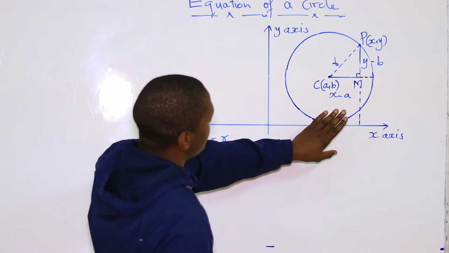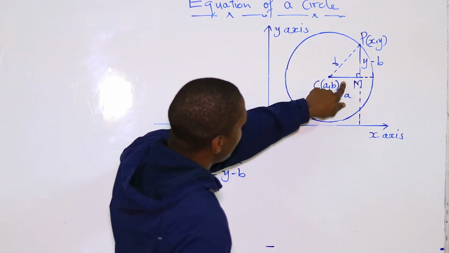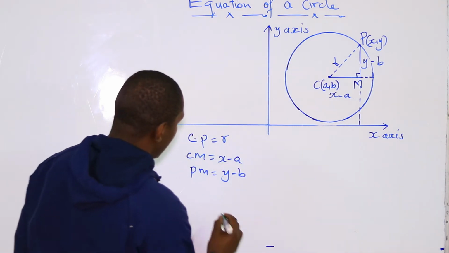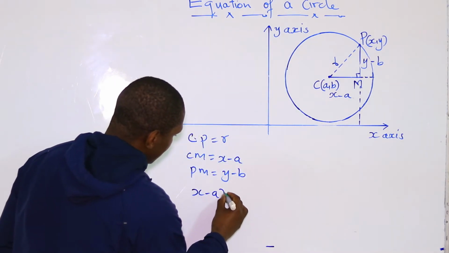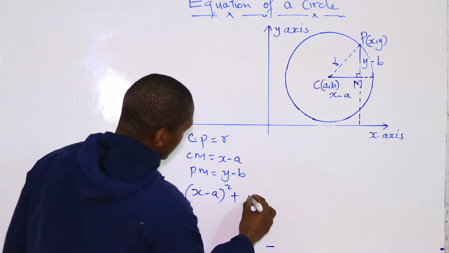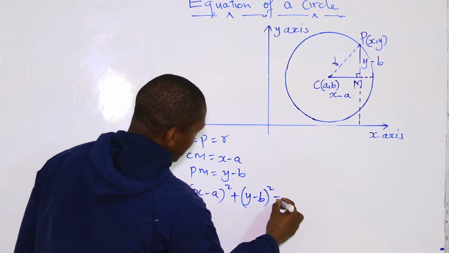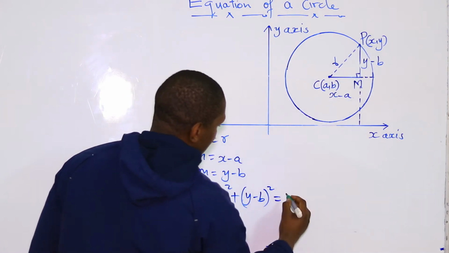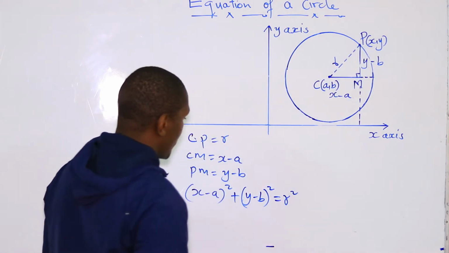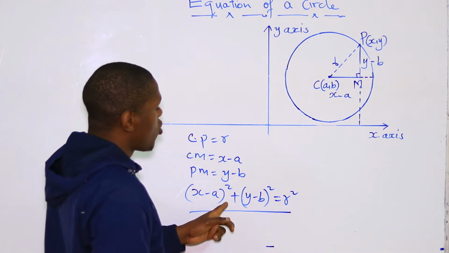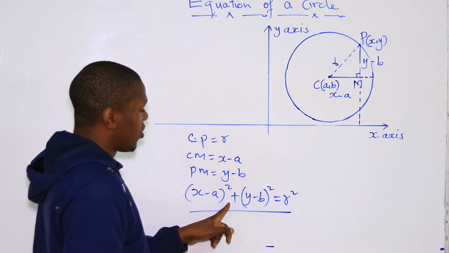Using Pythagoras theorem, we say this side squared plus this side squared is equal to the hypotenuse squared. So we'll have (x minus a) squared added to (y minus b) squared is equal to the radius here, which is r squared. This is the general equation of a circle whose center is not at the origin.